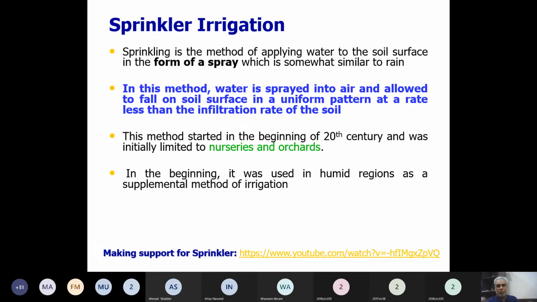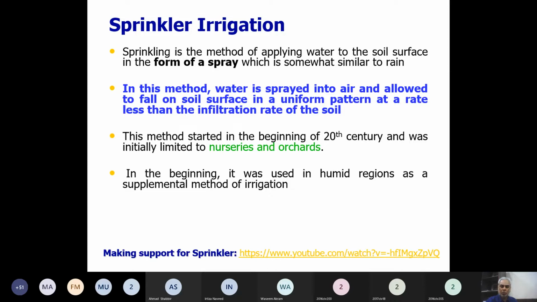contain the water with the help of the ridges. In the check basin method, a number of ridges were there. In the strip method also, we need ridges. In this method of sprinkler irrigation, you don't need to prepare the land. You don't even need to level the land.